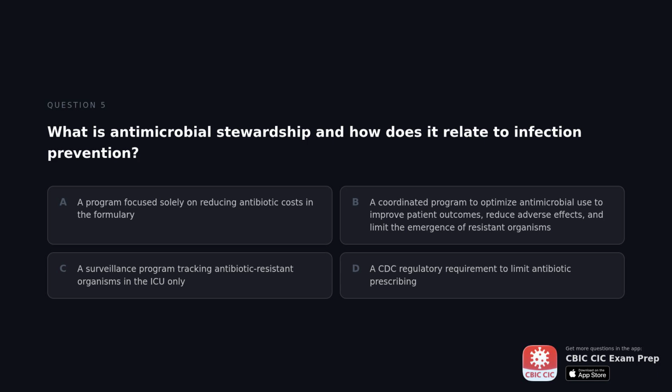What is antimicrobial stewardship and how does it relate to infection prevention? A. A program focused solely on reducing antibiotic costs in the formulary. B. A coordinated program to optimize antimicrobial use to improve patient outcomes, reduce adverse effects, and limit the emergence of resistant organisms. C. A surveillance program tracking antibiotic-resistant organisms in the ICU only. D. A CDC regulatory requirement to limit antibiotic prescribing.